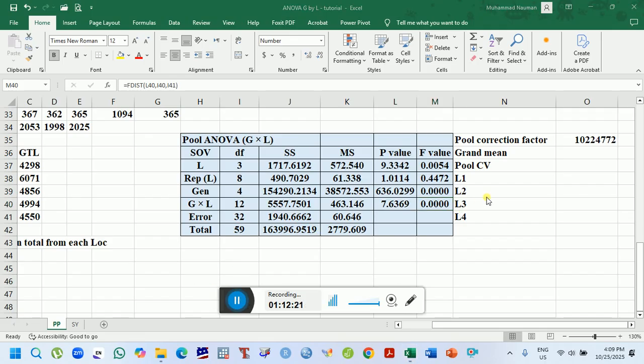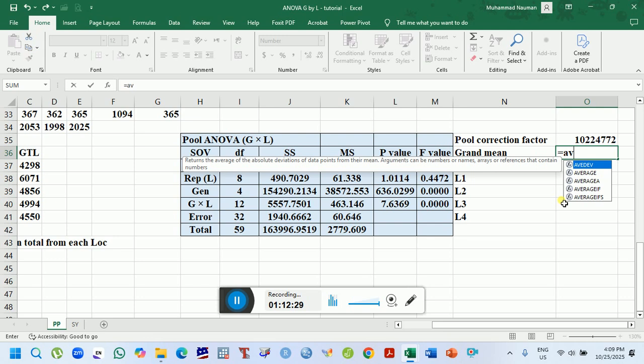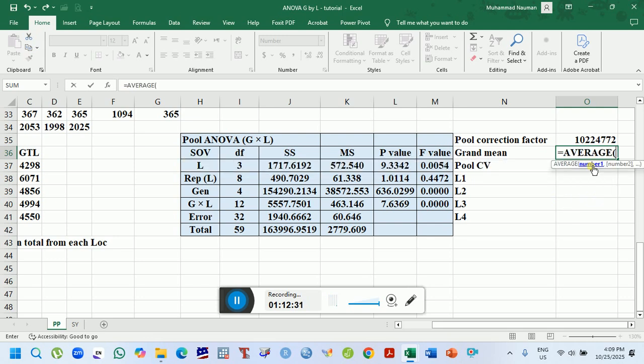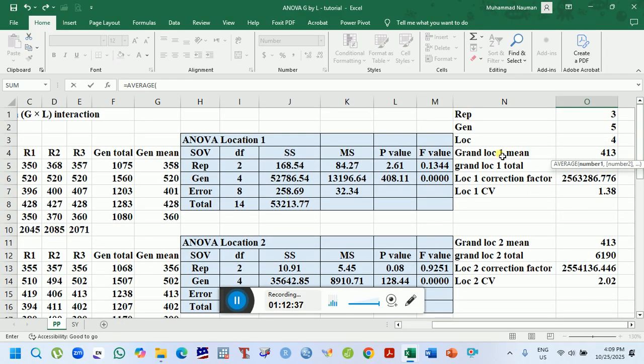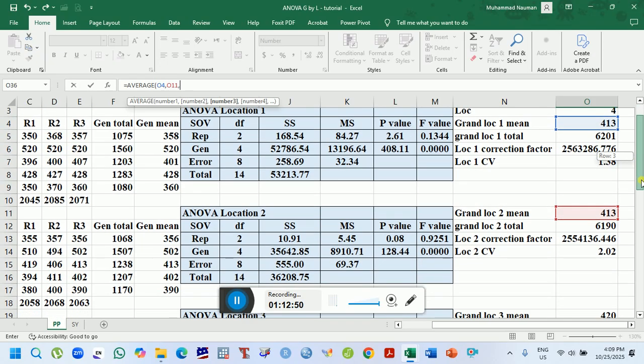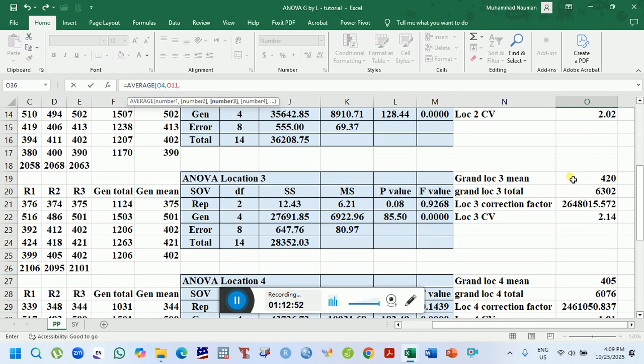But before calculating this, if this comes significant, then we will pursue the stability analysis. Okay, now we will calculate the grand mean, which is equal to average. Select the means from each location: location 1 mean, comma, location 2 mean, comma, location 3 mean, comma, and location 4 mean. Enter.